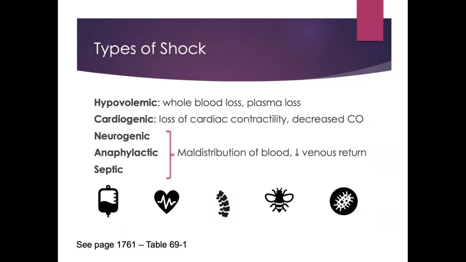So there are different types of shock. Hypovolemic shock can be one of 2 types. It can be absolute hypovolemia, so looking at loss of whole blood through hemorrhaging, plasma, loss of other bodily fluids such as through vomiting and diarrhea, diabetes insipidus, diuresis.